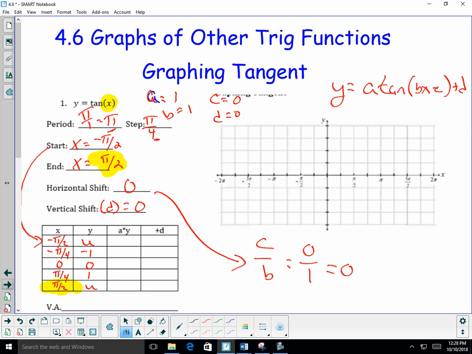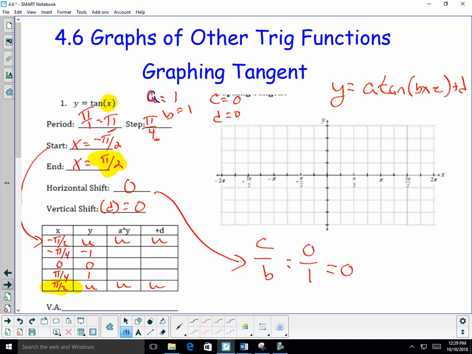Now, once I have a u, it doesn't matter what other transformations I have, that u goes straight across, because if something's undefined, it's going to stay undefined if you multiply it by 2. It's going to stay undefined if you try and add 3. It's always going to be undefined. So I'm just going to immediately write those u's across the table.